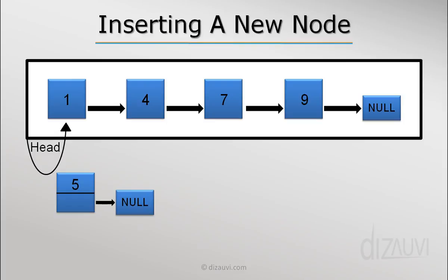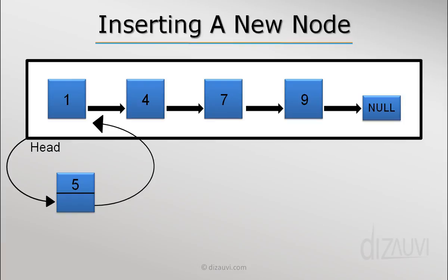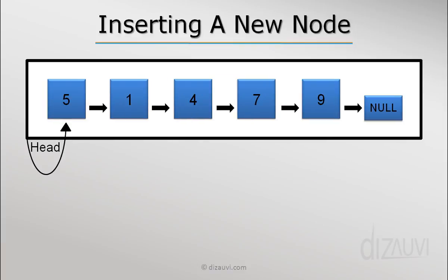So we first make the next node of the new node point to the existing head element of the list, alright? And then make the head of the list point to the new node. Now all the connections are maintained, and this is how the list would look like after we are done with inserting the new node at the head of the list.